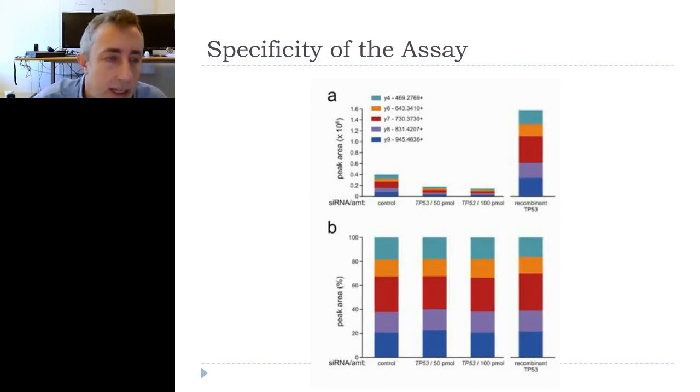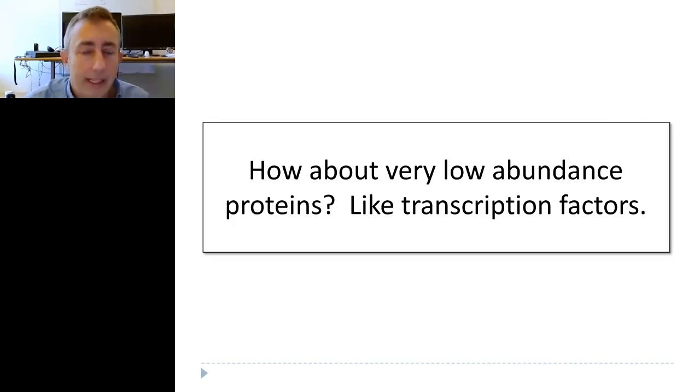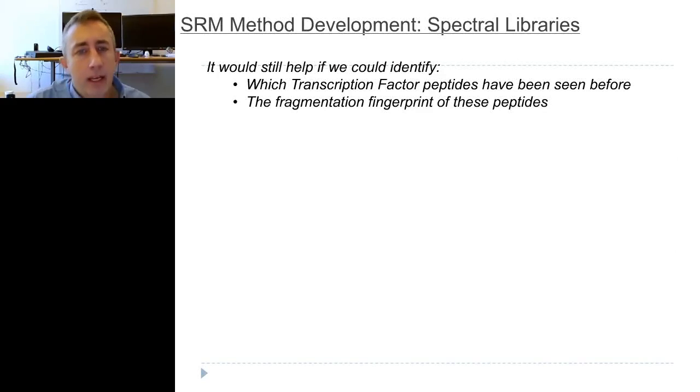And we have lots of ways in which we check the specificity, but mostly it's by synthesizing synthetic peptides or by using recombinant proteins. Okay, I told you a fair amount of information now about where we actually refine the data in the actual sample. But what about very low abundance proteins, things like transcription factors?